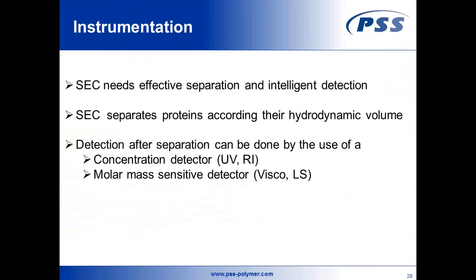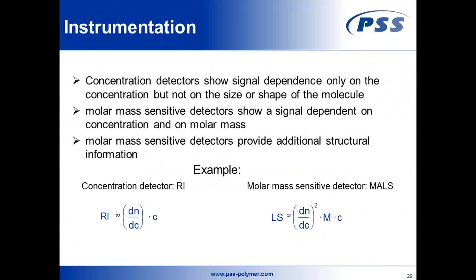If you want to measure proteins after you have improved and optimized your separation, you need to have a detection. The most common detector for proteins is a UV detector, because most proteins are very UV active. But if you want deeper and more detailed information about your proteins, you can also add so-called molar mass sensitive detectors. What molar mass sensitive detectors do is indicated here in this slide.